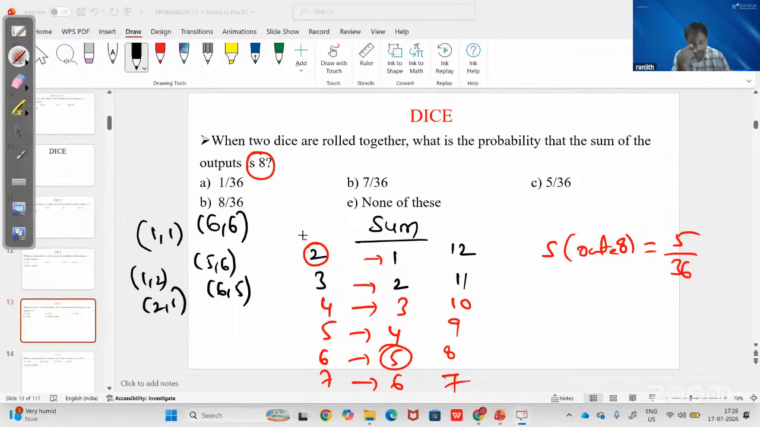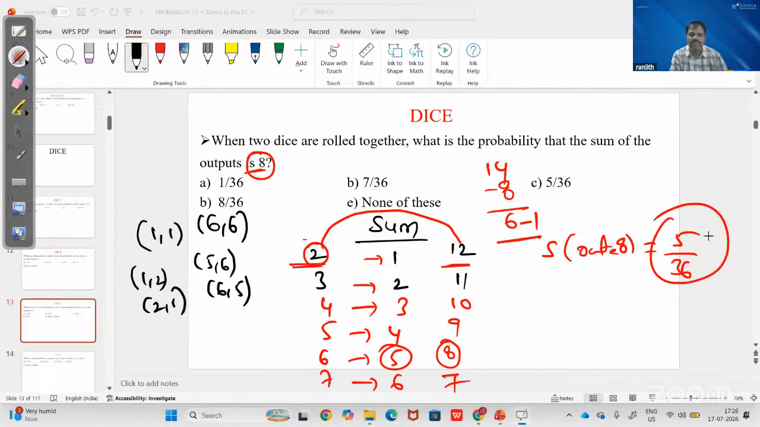If you remember, 2 will be equal to 1, 3 will be equal to 2. So how to find out sum equal to 8? Just look here. The minimum and maximum sum total equals 14. We need to find sum equal to 8. 14 minus 8 will be equal to 6. Then we subtract 1: 6 minus 1 equal to 5, so 5 by 36.